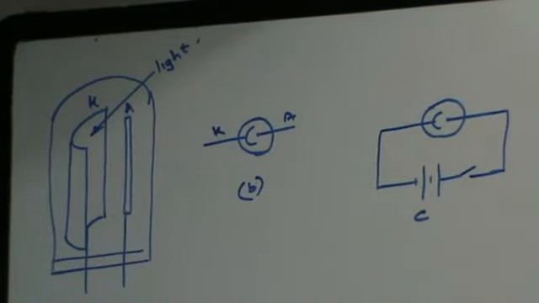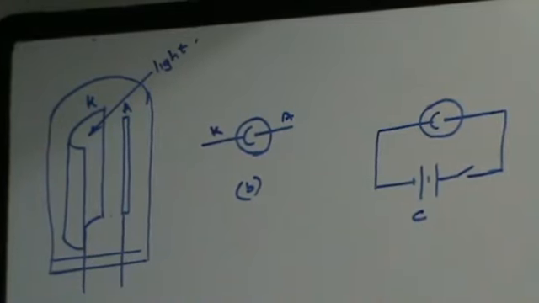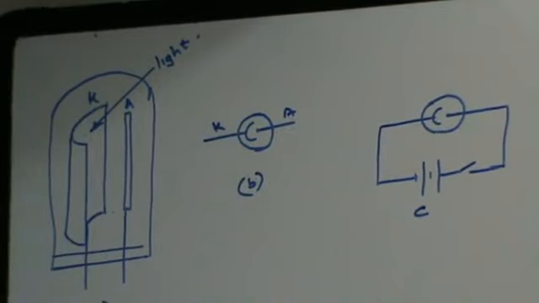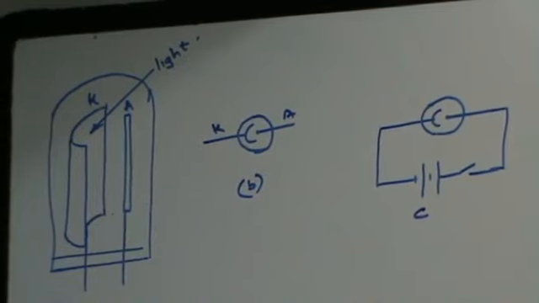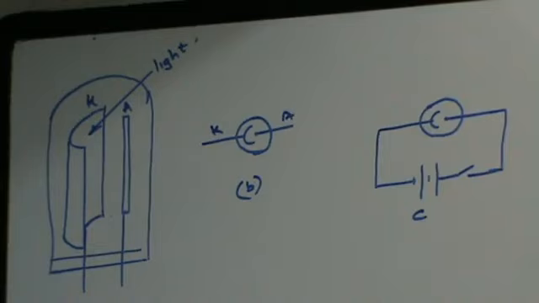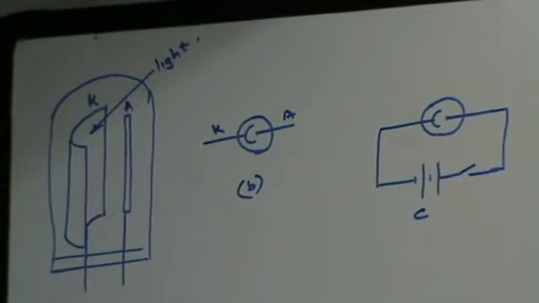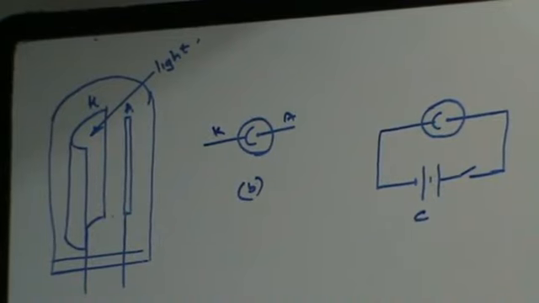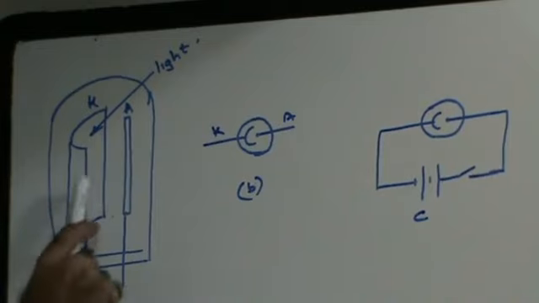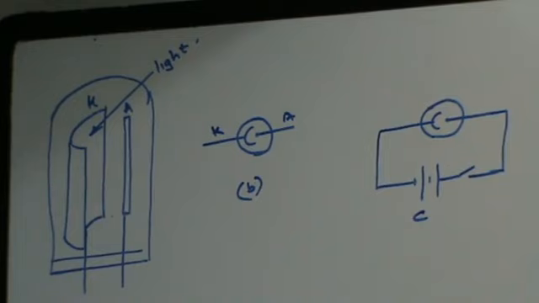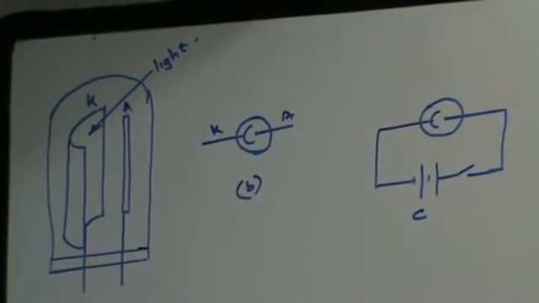A photoelectric cell consists of a highly evacuated glass bulb with two electrodes, cathode and anode. Now this is the glass bulb with these two electrodes, cathode and anode, right? Let's continue, please. The cathode is a semi-cylindrical plate.